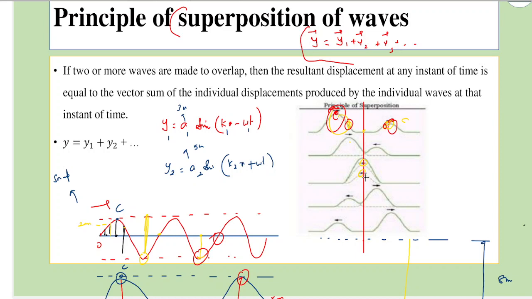And after crossing, they go past each other. So this particle from here has gone to this position. It's coming down, and it will again go to the other extreme position. So this principle is called the principle of superposition of waves.